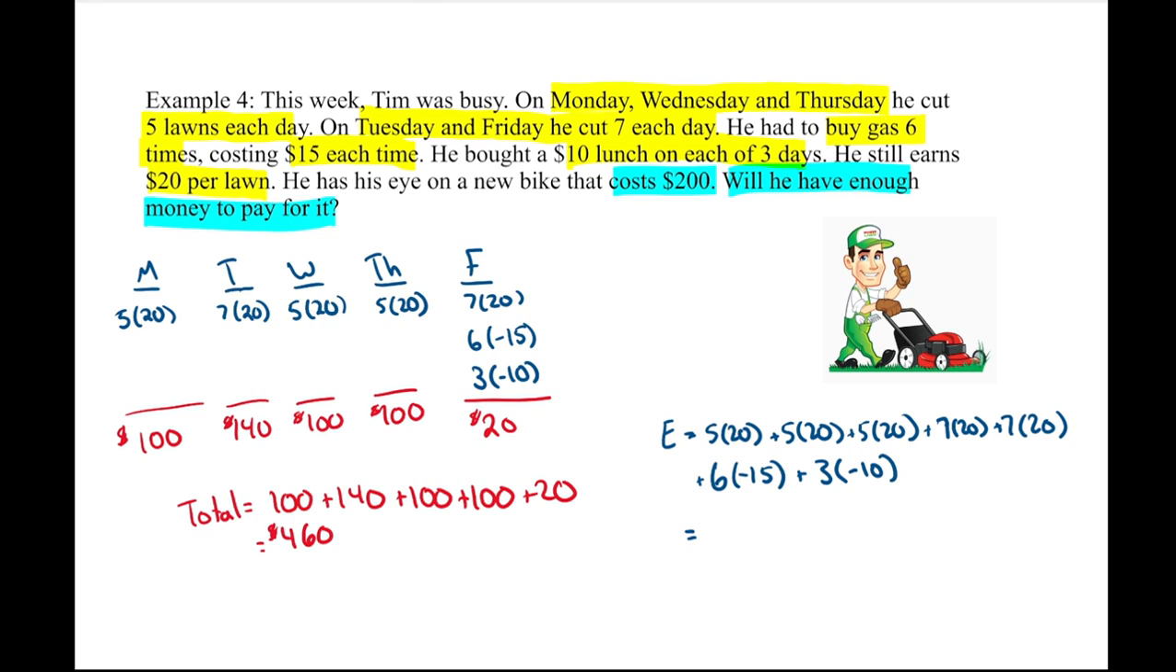And when we go through and do this again, we can simplify what we've done, but in the end, we should still get $460 as his total earnings. So either way you work through or reason through this, you should still get the same answer in the end. It all depends on how you like to organize your work.